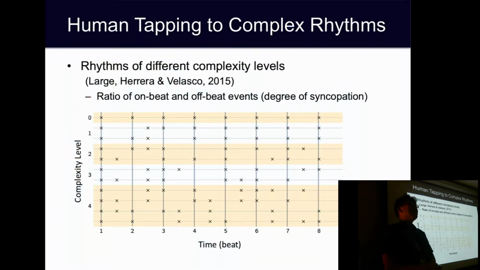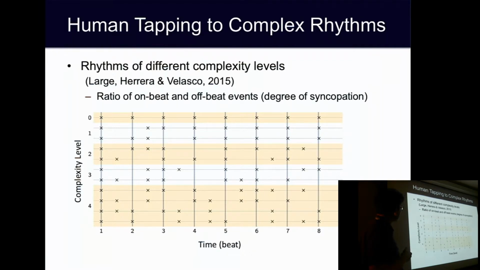So we used these models to model human tapping data, and that's published in Large, Herrera, Velasco 2015. They used rhythms of different complexity levels. So here you see 11 rhythms of 4 different complexity levels.